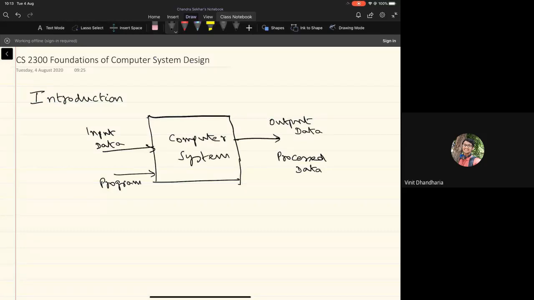And as we can clearly see, the main purpose of this computer system is to process the data as specified by a program and then get the results in the form of the output data. So we need the required components in this computer system to do the processing, to take the input data, and also to output the processed data.